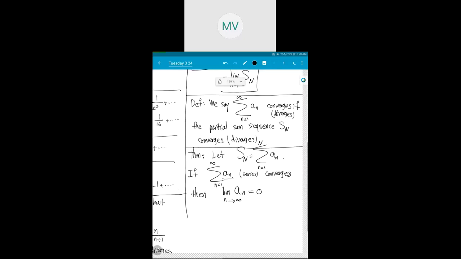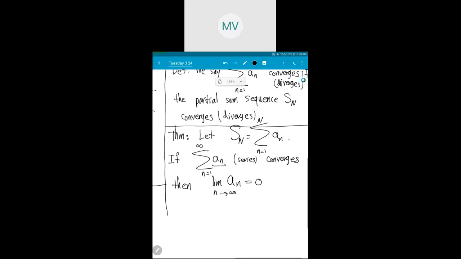And this is a very useful theorem to recognize whether series converge or diverge.